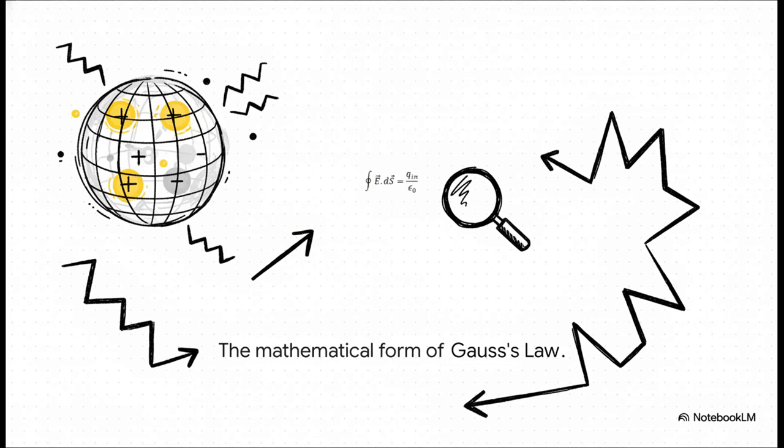And here it is, Gauss's law. And yeah, I know, that equation looks intimidating. You see that integral symbol and all the vectors, and you might want to run. But hang on, let's look past the symbols for a second, because the idea hiding inside this equation is actually beautiful and surprisingly simple.